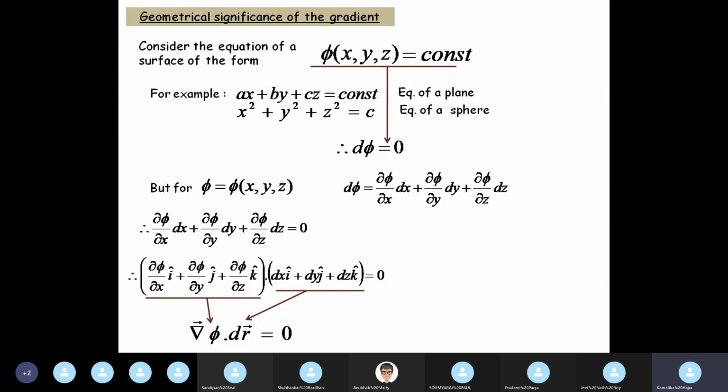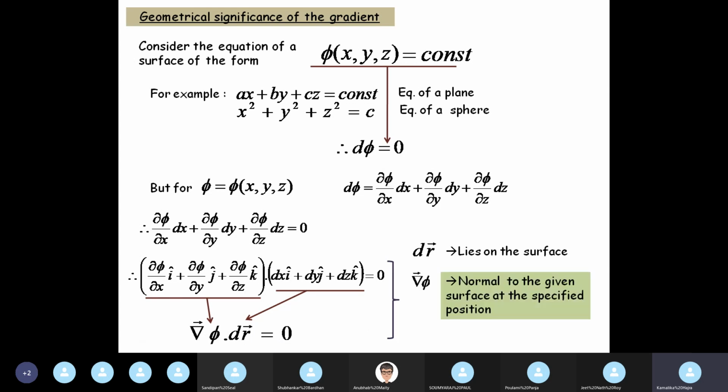So the dot product of the gradient of the function phi, where phi represents the form of a surface, taken with the vector dr is equal to 0. So these are definitely perpendicular to each other. Since we know that dr, r being the position vector, lies on the surface, it can be anywhere, depending on its position it will change, but it has to be on the surface that we are talking about. Dr is a vector that lies on the surface. So grad phi is a vector that is always perpendicular to dr, which means it is always perpendicular to the given surface. So grad phi is the normal to the given surface at the specified position.